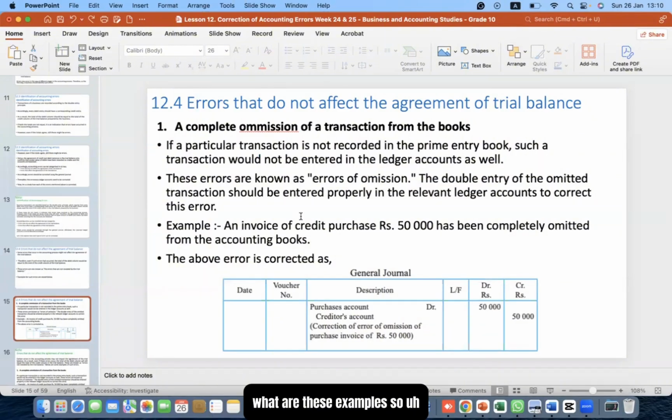So the first type of this error is a complete omission of the transaction from the books. Complete omission of a transaction from the books.